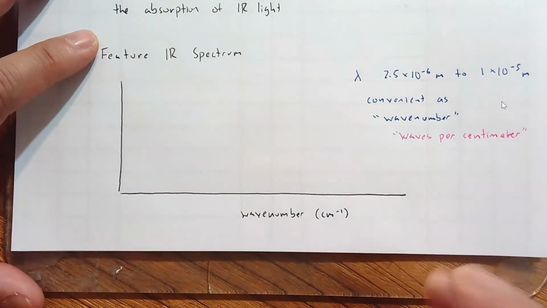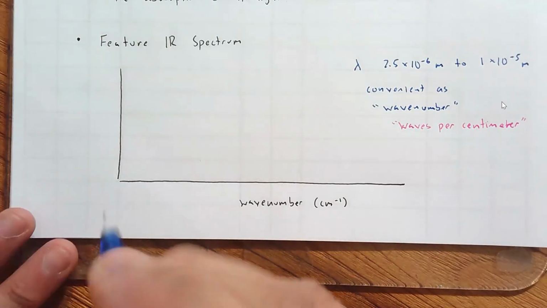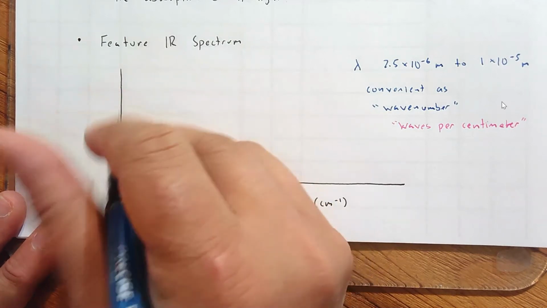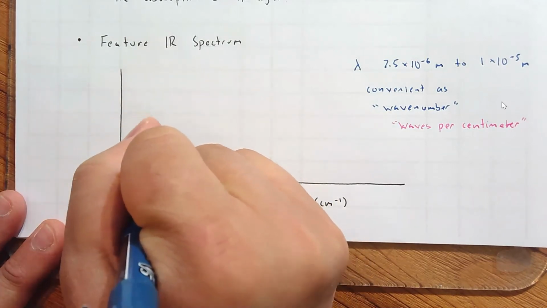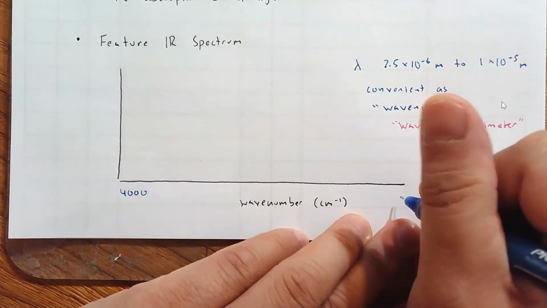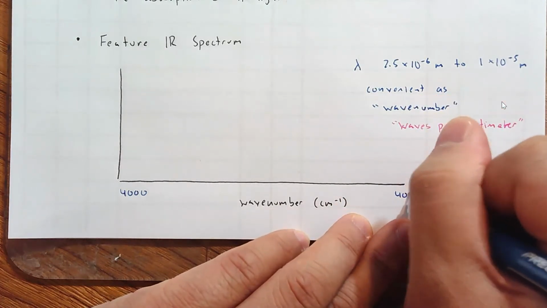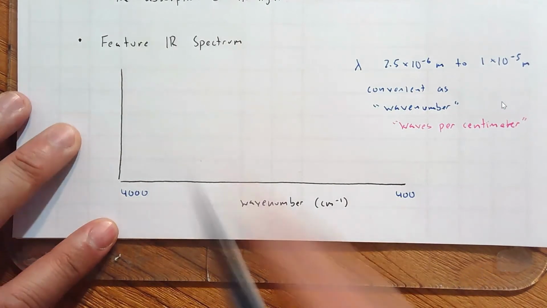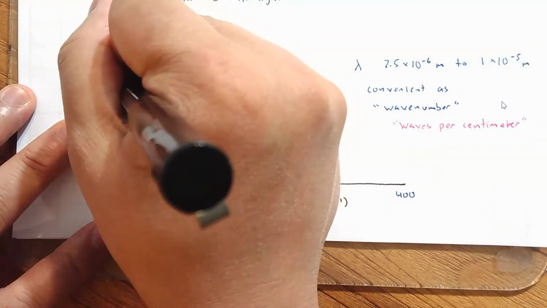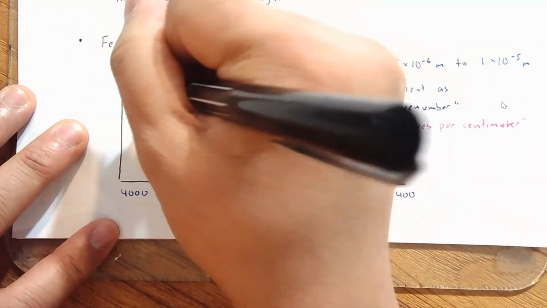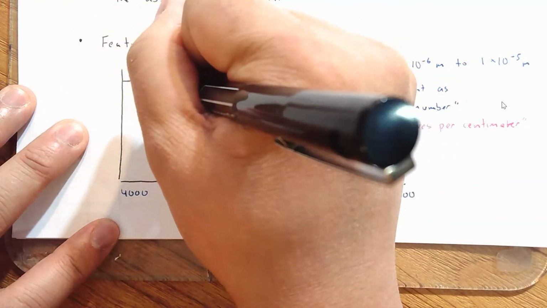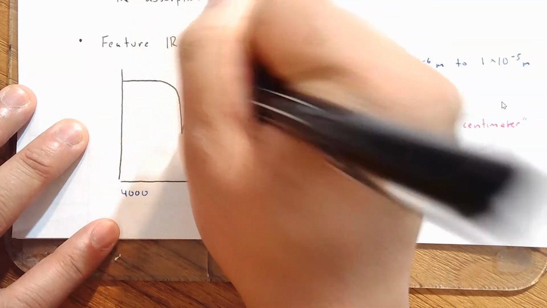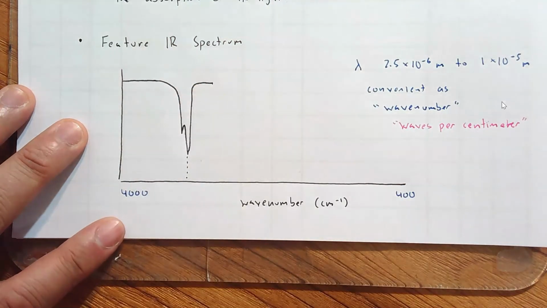Let me put down now the range, because it is kind of unusual. You start on the left at 4,000, and on the right it could go as low as 400. So it goes from high to low. And for instance, I'm just looking at a spectrum right now, and I have a signal, something that looks like that. And this occurs at 2900.